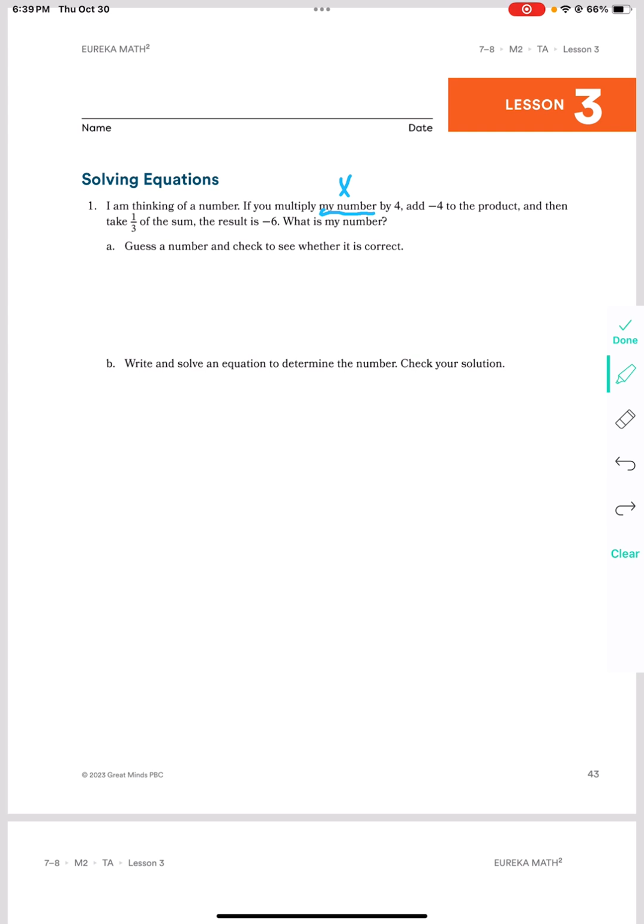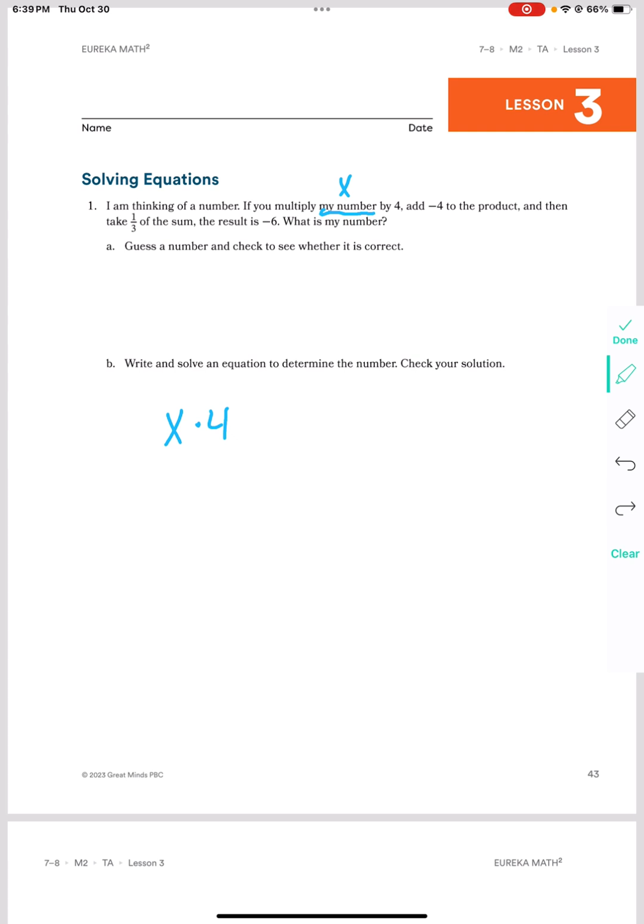Okay. So if we go with the first sentence, it says that if you multiply my number by 4, add -4 to the product. Okay, so that sentence is telling us that x, which is his number, is being multiplied by 4. Then it says add -4 to the product.